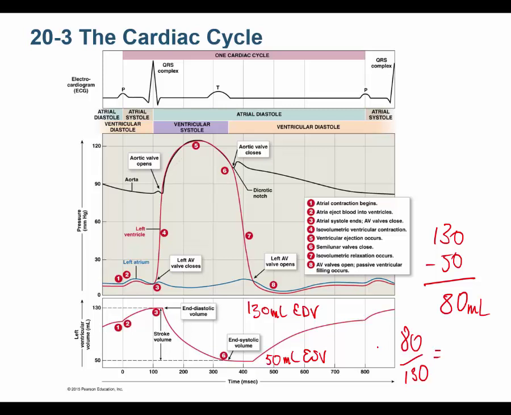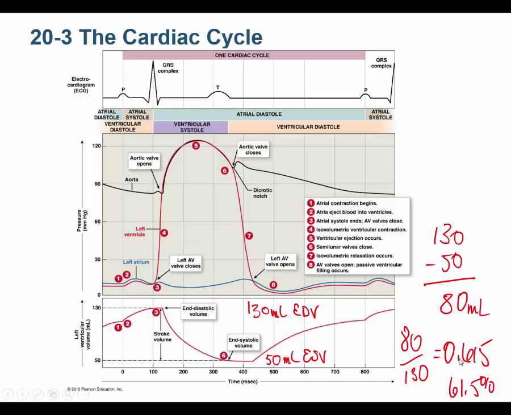Just do the math for yourself. Do 80 over 130. I actually have a calculator right here. Let me pull out my handy dandy calculator, folks. I'll do it for you. .615, so 61.5%. This equals 0.615. That's 61.5% ejection fraction. I pumped out 61.5% of all the blood that was in my left ventricle. I pumped out 80 and I had 130. That's 61.5%. So some was still left in there.